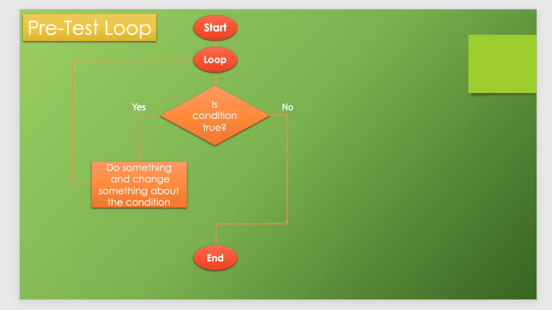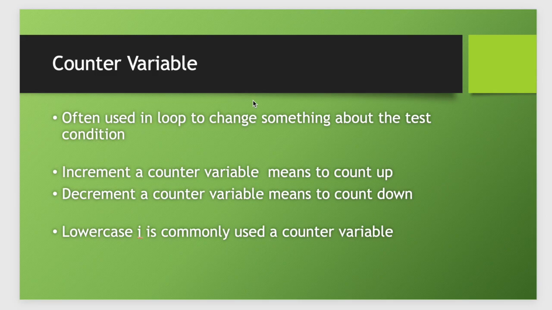Now that we're looking at loops, there's some other things that we need to be aware of, some secondary information, if you will. Since we usually need to change something about the test condition, one way that we can do that is with a counter variable. Counter variables are often used in loops to help us keep track of something so that we can change something about the test condition. If we count up with our counter variable, this is known as an increment. And if we count down in our counter variable, this is known as a decrement.